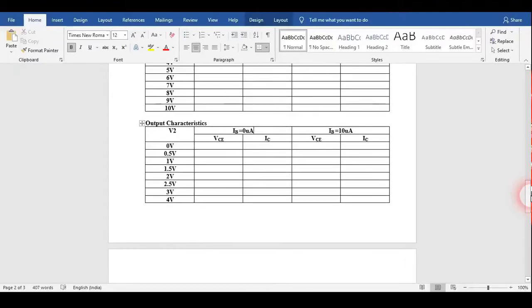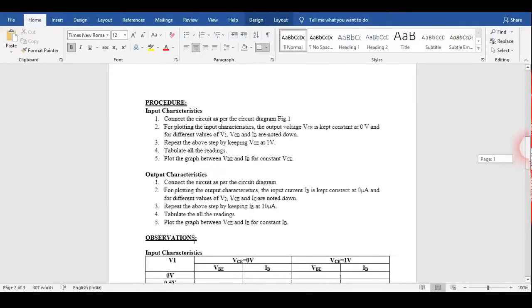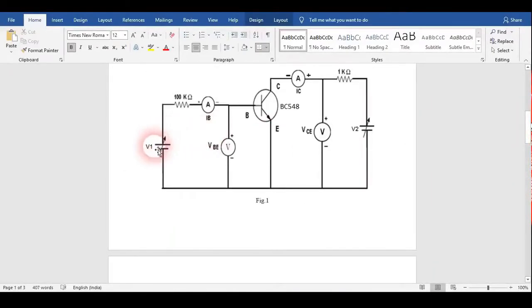To make this IB 10 microampere, I will change the voltage of V1 a little bit. By changing the voltage of V1, I would get a value of 10 microampere here. I will check at which value of V1 this IB becomes 10 microampere, and I will keep that V1 voltage constant.